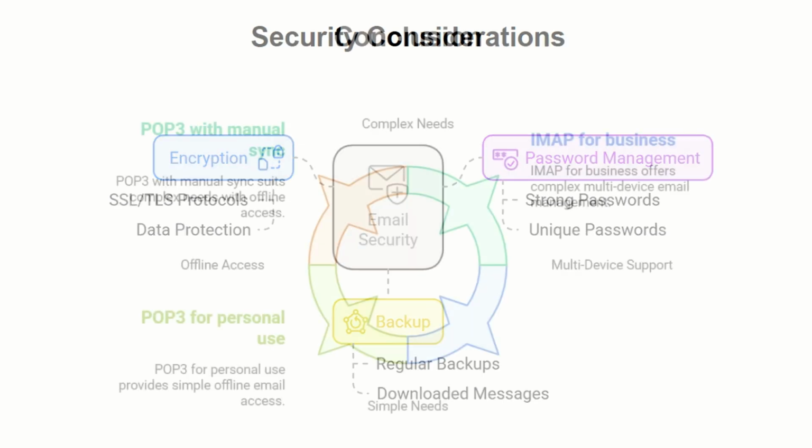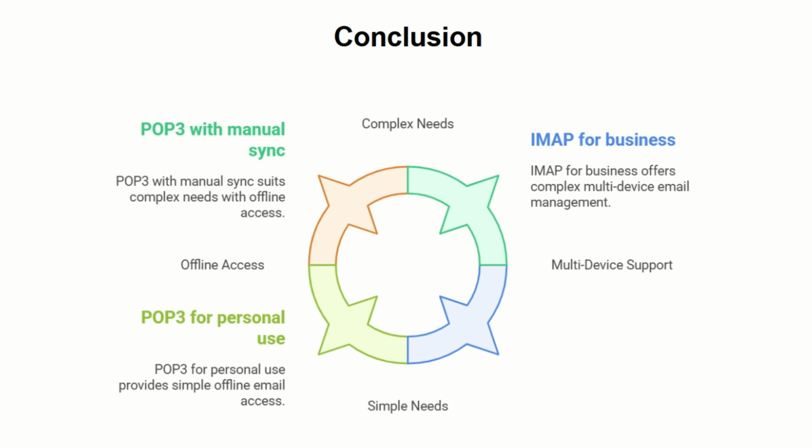So POP3 is a basic email retrieval protocol suitable for users needing offline access to email from a single device. Ideal for less complex needs, but IMAP is preferred for multi-device setups. Consider email usage habits when choosing between POP3 and IMAP.